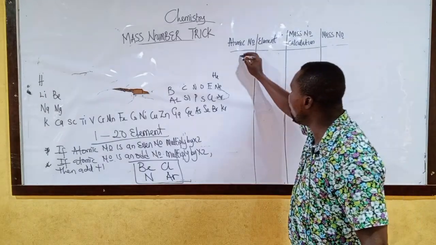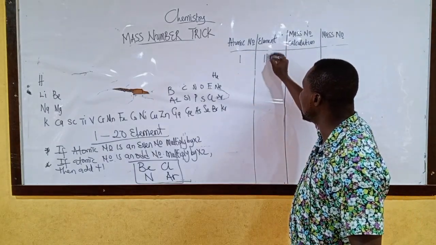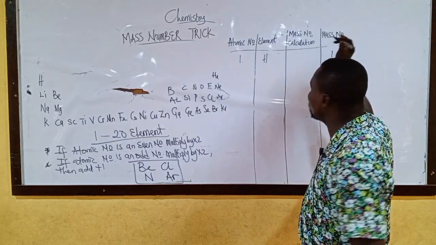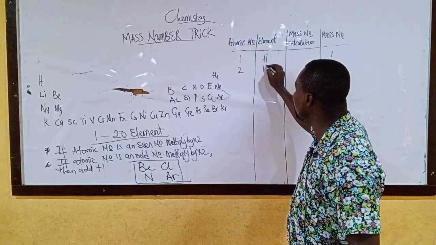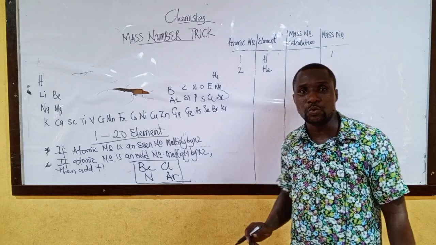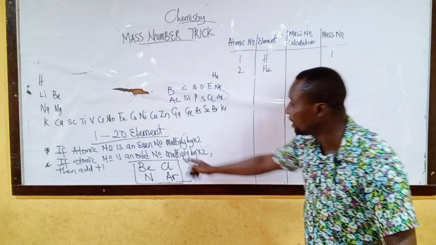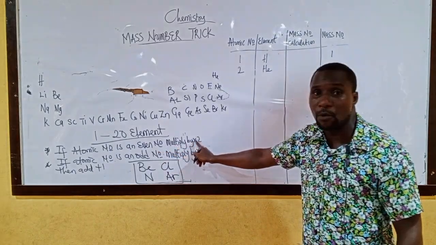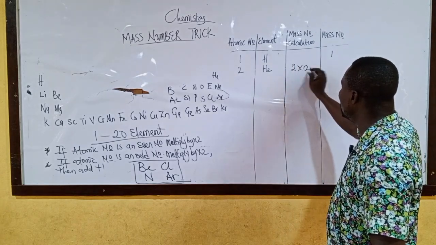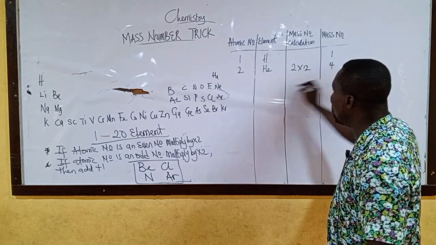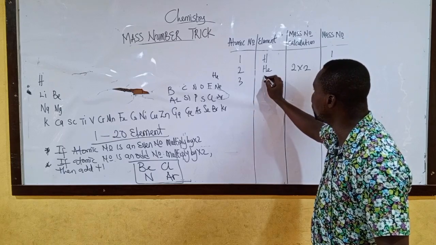Let's go. Atomic number 1, the element is hydrogen. This one, the mass number is 1. Don't bother yourself. Atomic number 2 is what? Helium. And 2 is what? An even number. What did I say about even numbers? Multiply by 2. That means an even number multiplied by 2. Therefore, the mass number is what? 4.